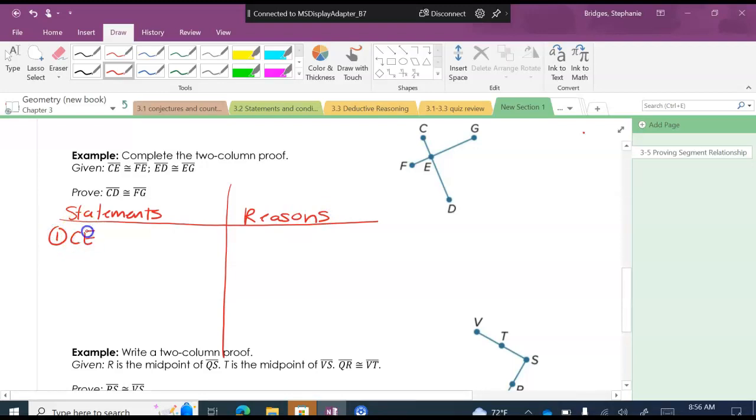It tells me that CE is congruent to FE. And it also tells me that ED is congruent to EG. I'm not making this up. I am getting it right here from that given information. And I'm going to draw my picture up here so I can label it and point to it.